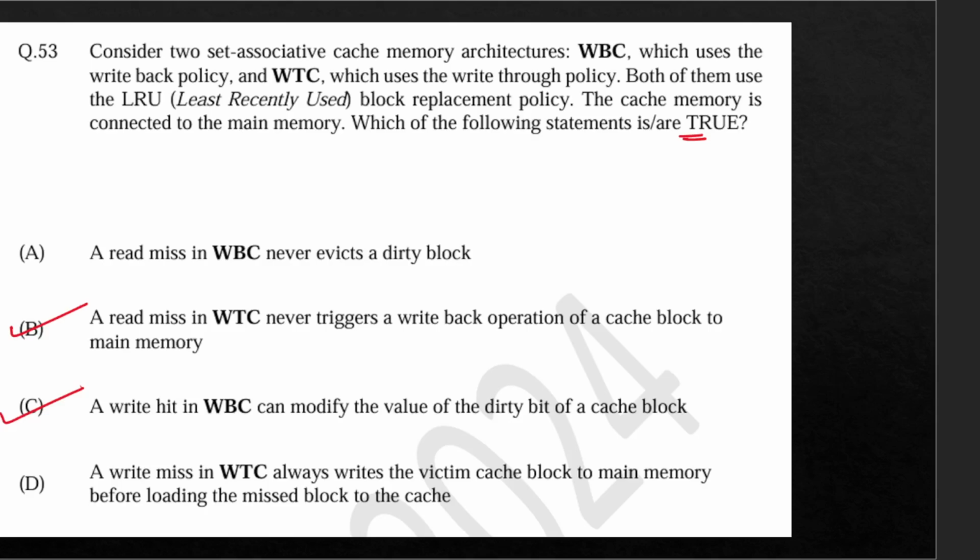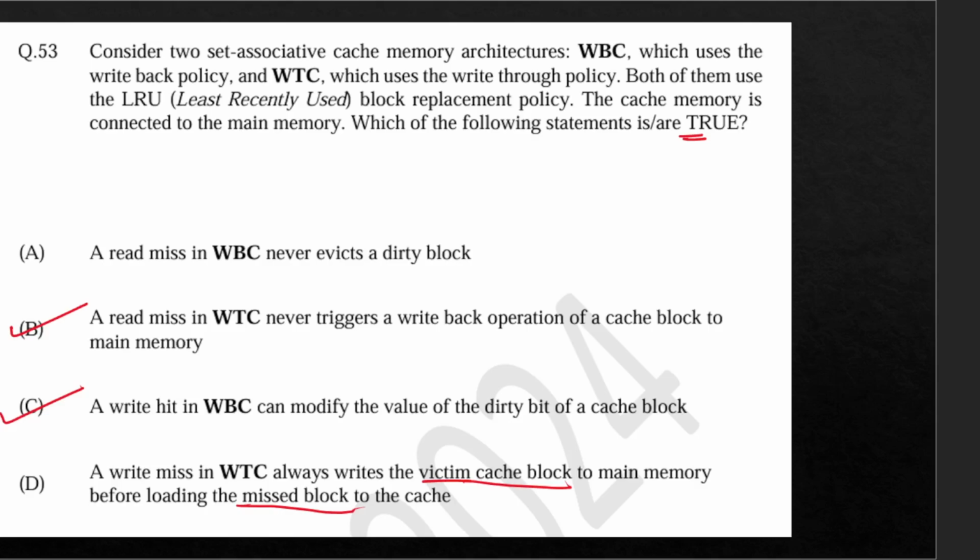A write miss in WTC always write the victim cache block to main memory before loading the missed block to the cache. So there are two blocks mentioned: the miss block and the victim cache block. The miss block is the one we want to access, while the victim block is the one which is getting replaced by LRU.